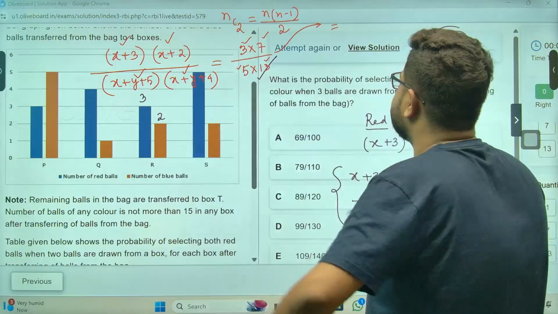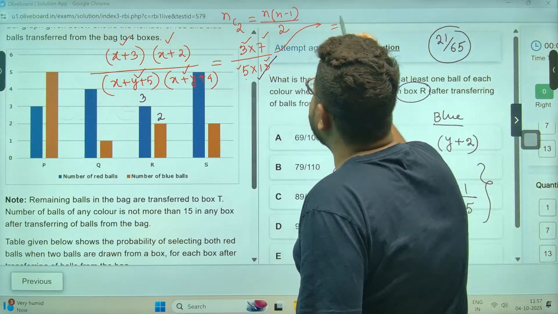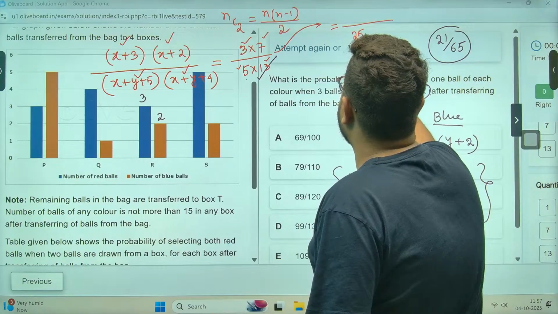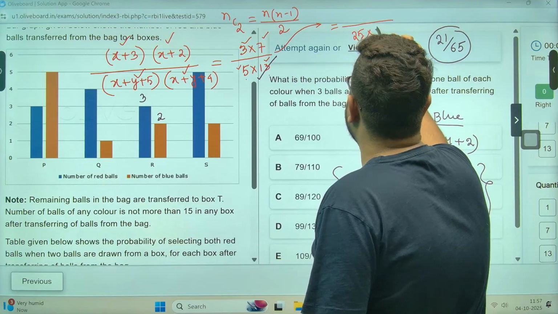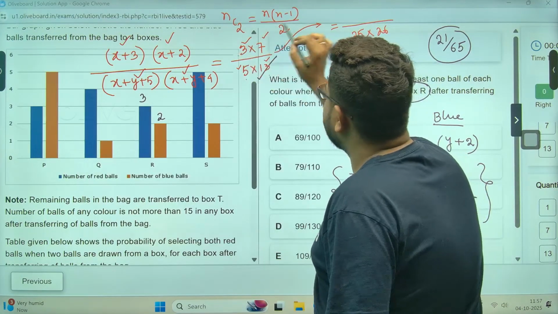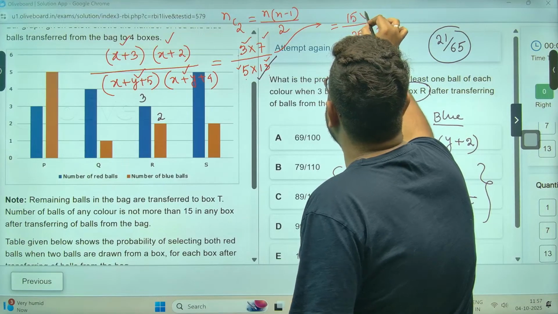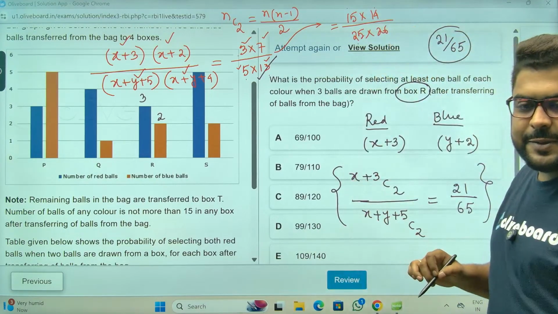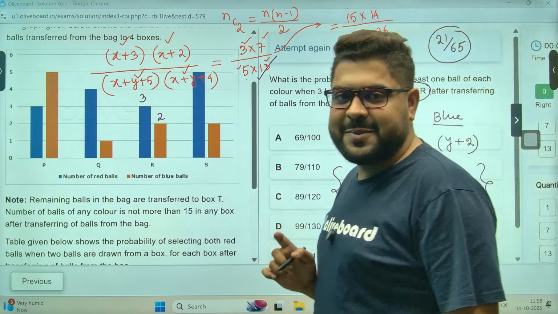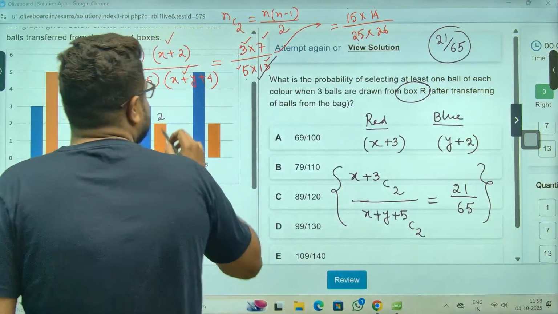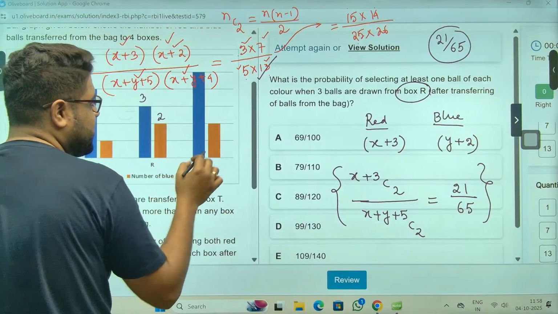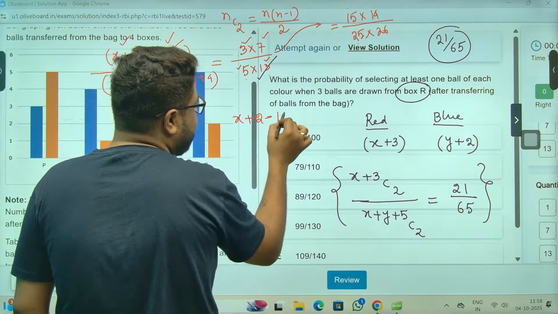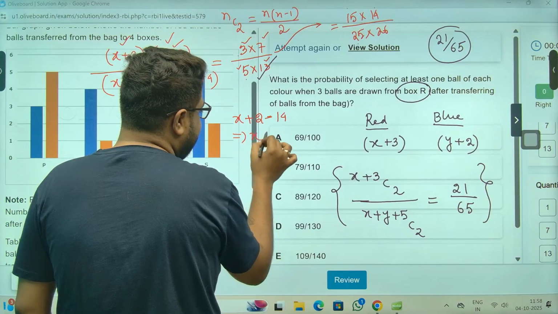So let's find something. I can see 25 and 26. 5 into 5 becomes 25, and 13 twos are 26. Here 3 fives are 15 and 7 twos are 14. This is also consecutive. And you see, my job is done. The smaller number was X plus 2. Here the smaller number is 14. So from there, X is 12.